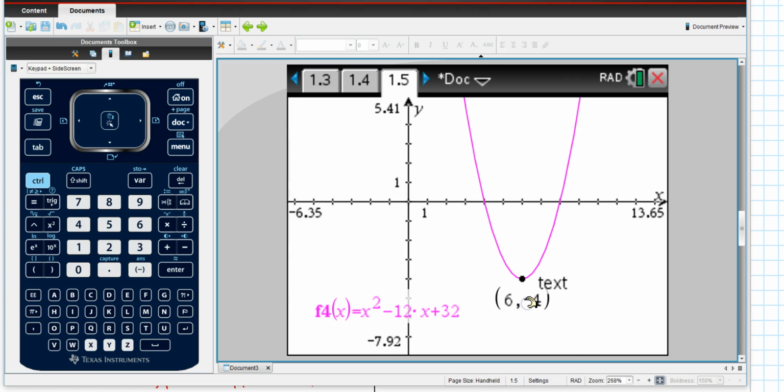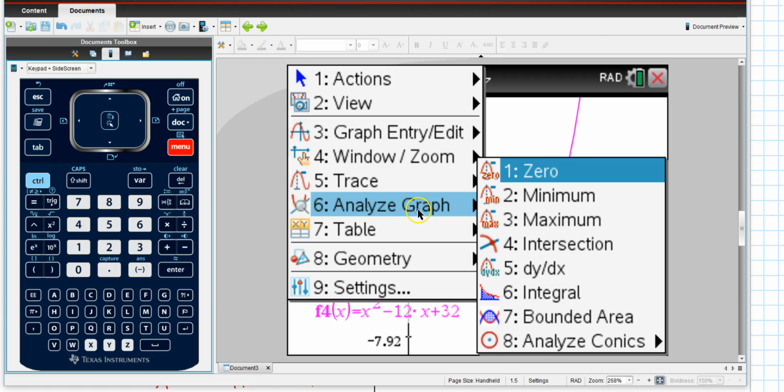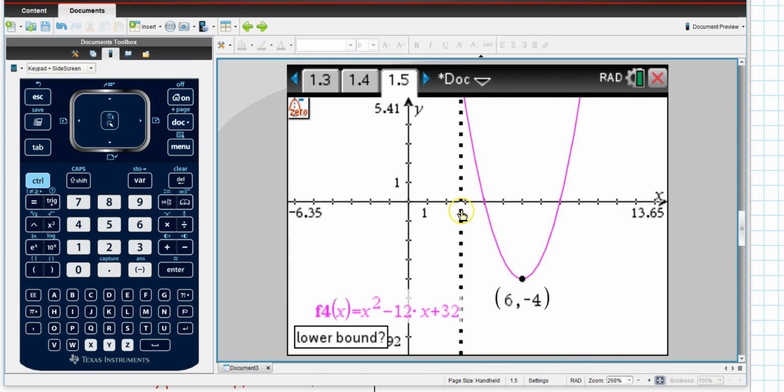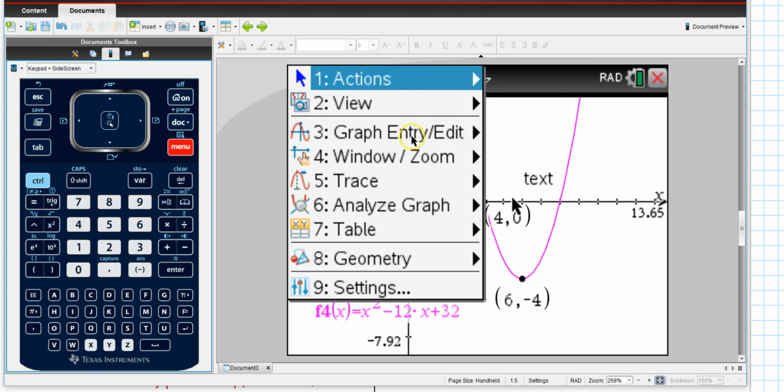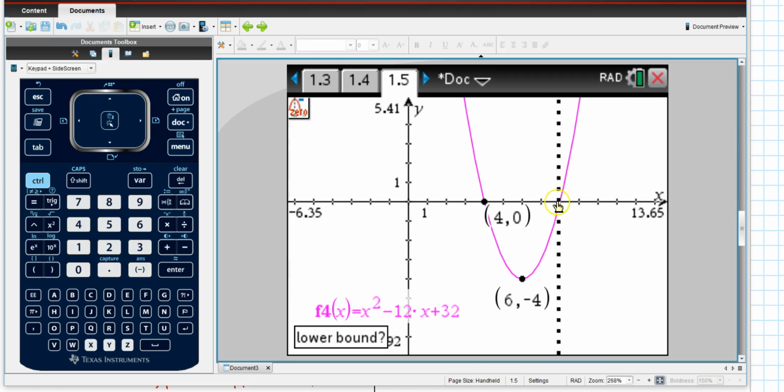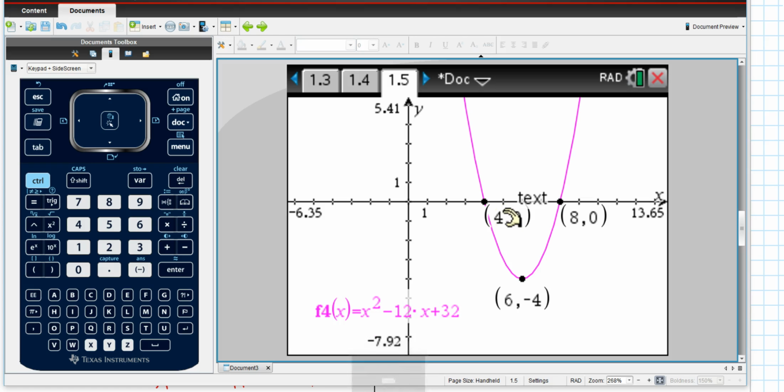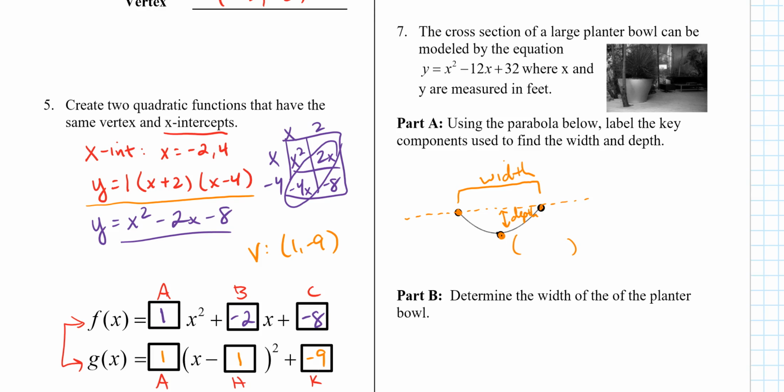So I have a minimum at (6, -4), and I have zeros at (4, 0) and (8, 0). So I'm going to label those points on my graph. I have a point at (4, 0), a point at (8, 0), and a minimum at (6, -4).